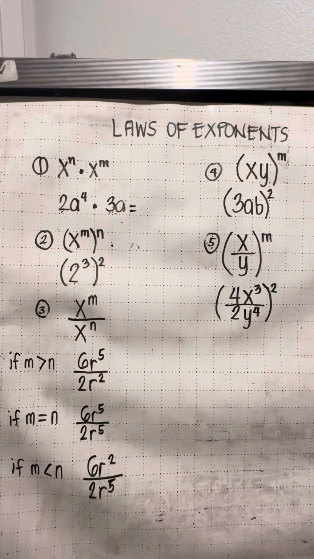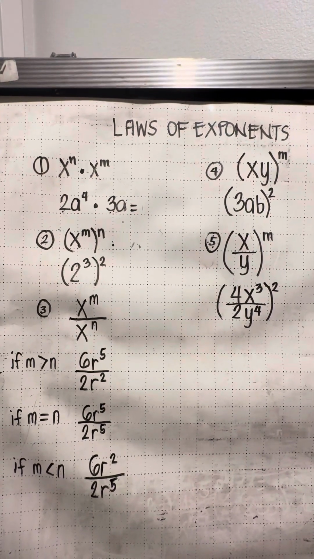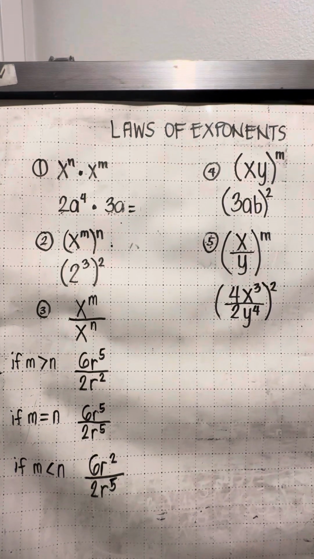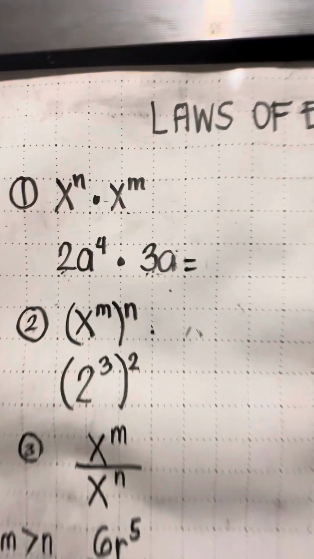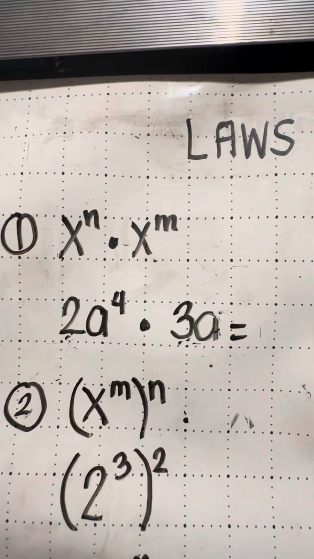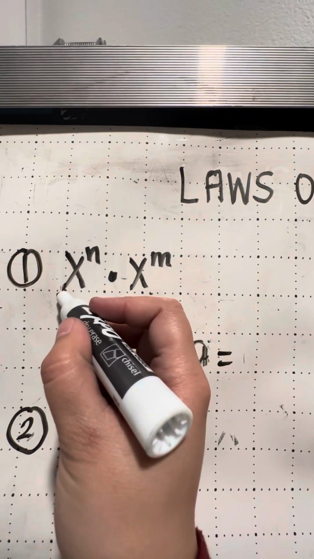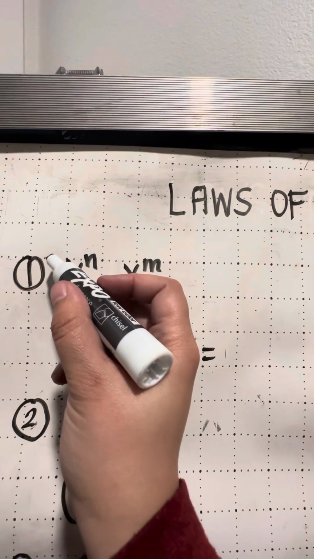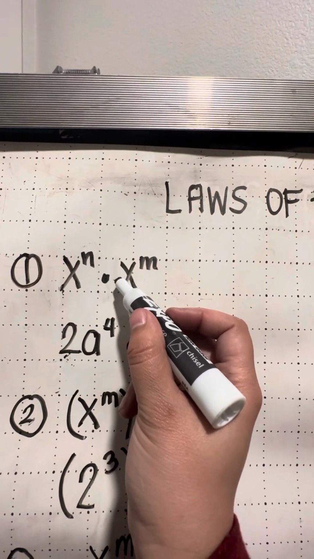So for today's lesson, I'll be teaching you how to apply laws of exponents, as requested by one of our avid followers. So let's start from number 1. This is the multiplication property of exponents. We are multiplying with equal bases here. So first, don't forget to multiply the numerical coefficients.